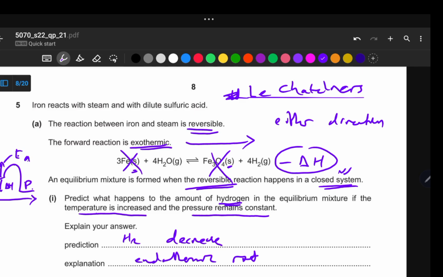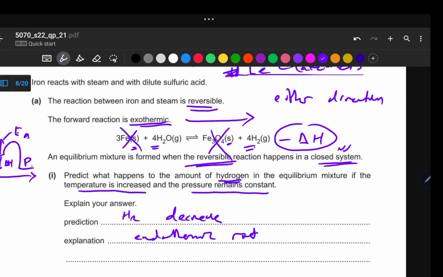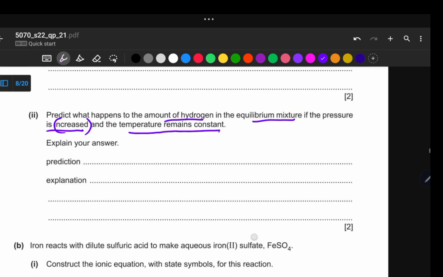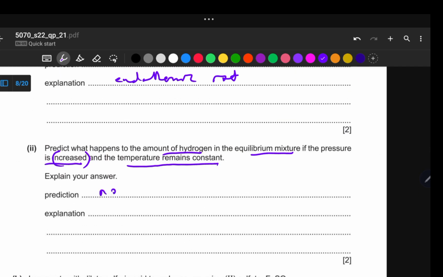And then the number of moles for gases. Here on the reactant side, we are having 4 moles, and here on the product side, we are also having 4 moles for the gaseous phase, right? So the number of moles on both sides of the equation are equal. So the effect of pressure is not appreciable, is not notable. So there is no effect on the equilibrium position, right? So prediction, no change. Why? Because we are having equal number of moles of gases on both sides.